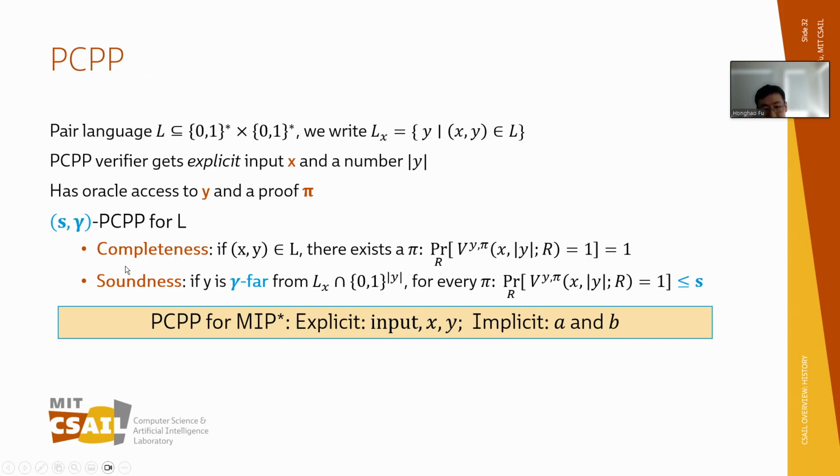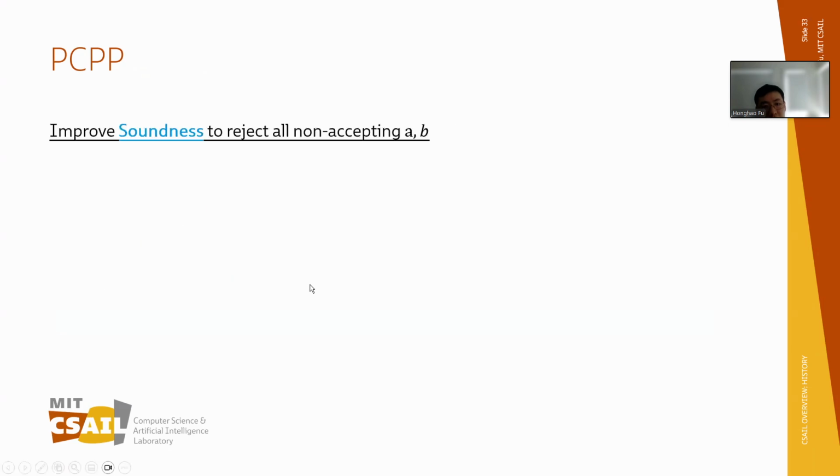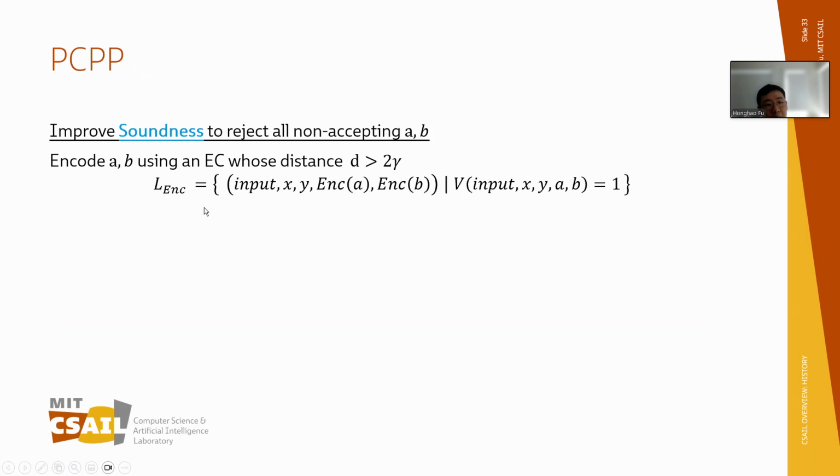So you notice here the PCPP verifier can only reject the instances that are far from the yes instances. So we want to improve that to make sure it rejects all the non-accepting A and B. So how do we deal with this? Very simple. We just use an error correcting code with distance bigger than 2 gamma and let the provers encode the answers A and B.